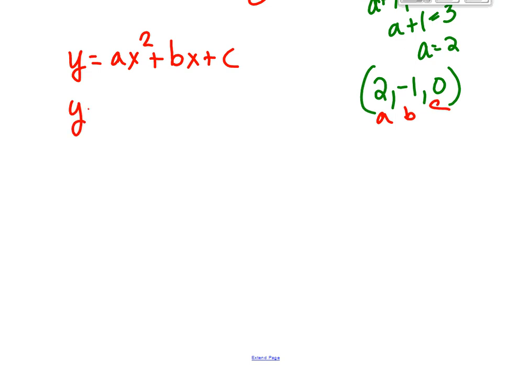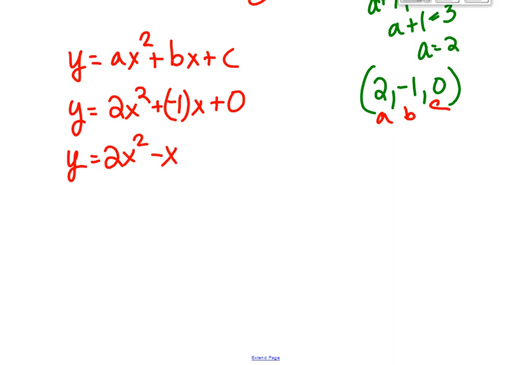And so I can say y is 2x squared plus negative 1 times x plus 0. So y equals 2x squared minus x. And I just wanted to go over another equation. I'm sorry that in that number 8 I had a little bit of an error there.